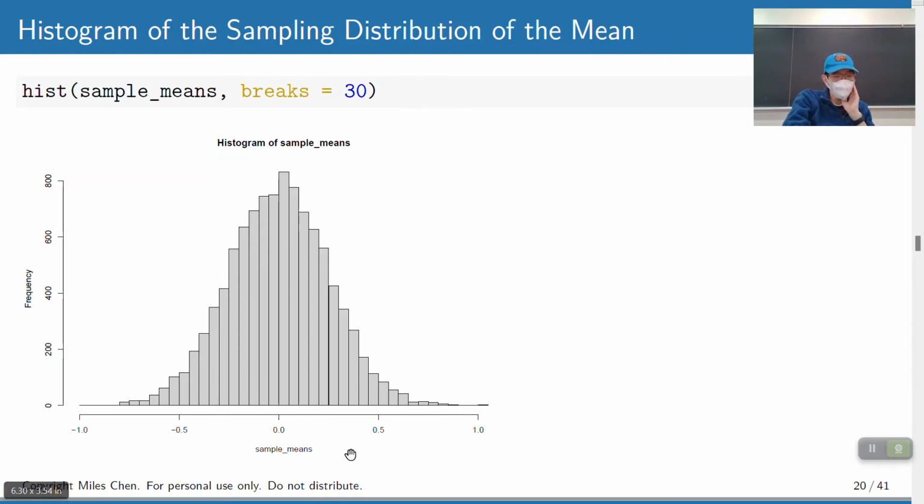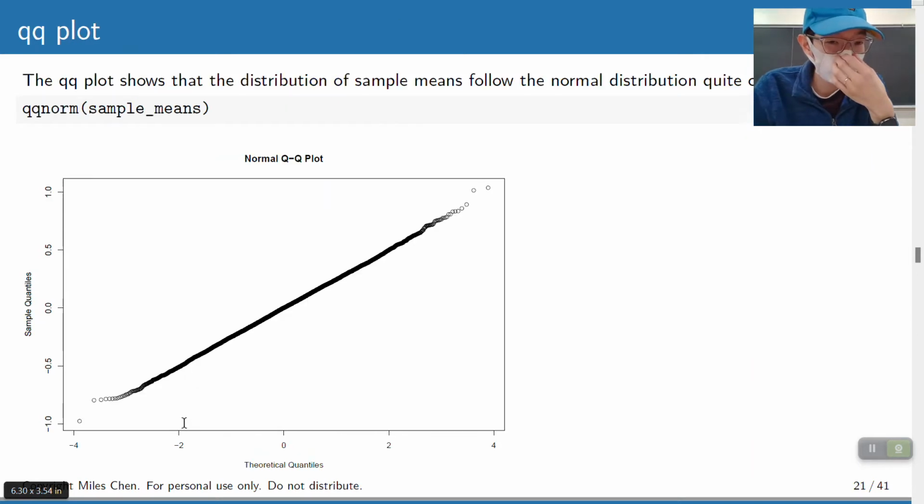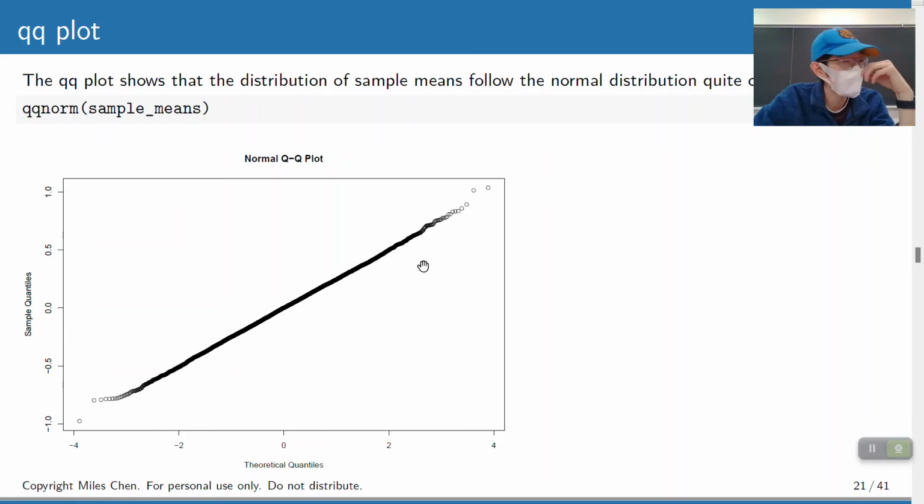We can see most of my observations are within, if each standard deviation is 0.25, I got 95% within 2 standard deviations of the mean, between 0.5 and negative 0.5, and so on and so forth. A QQ norm plot shows that they all kind of line up, indicating that our distribution is normal.